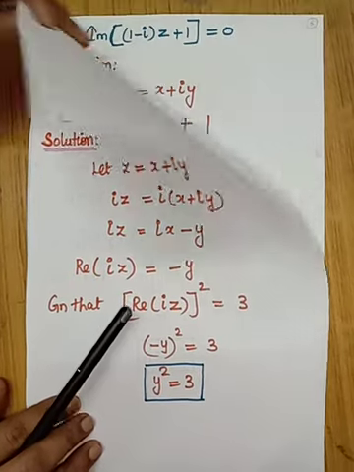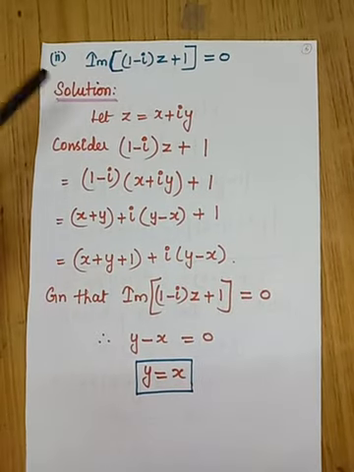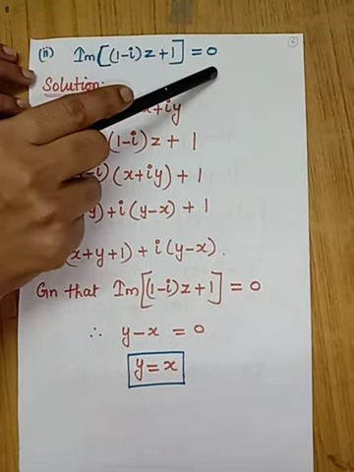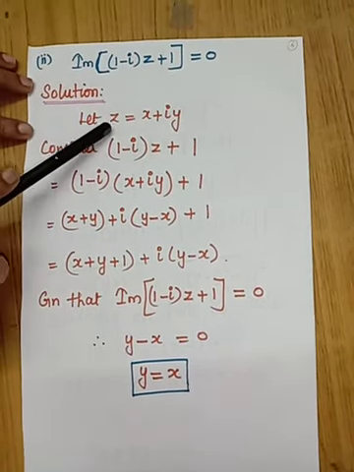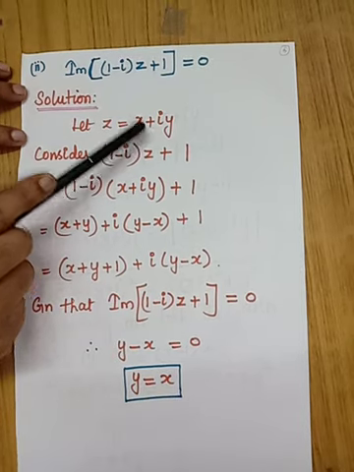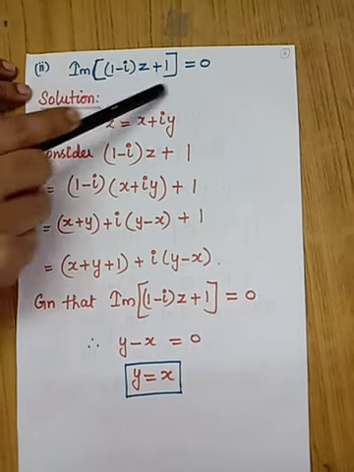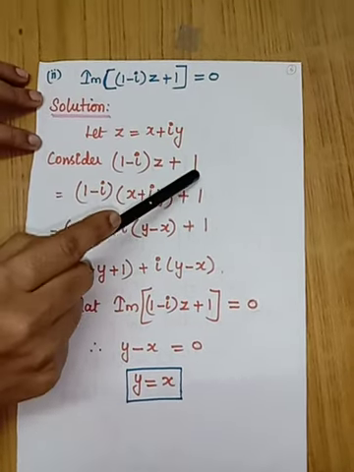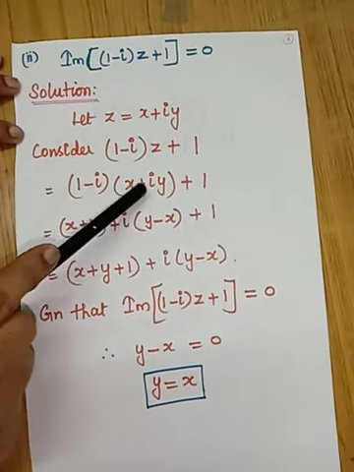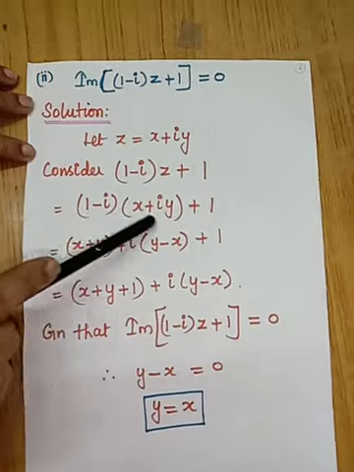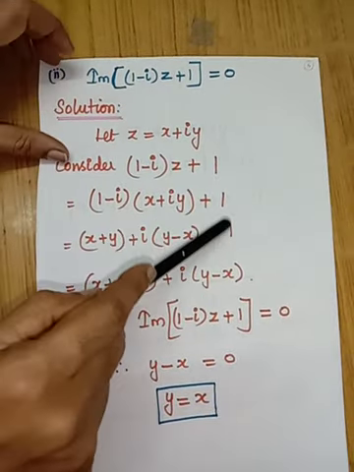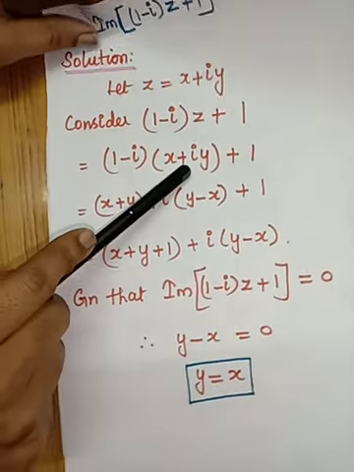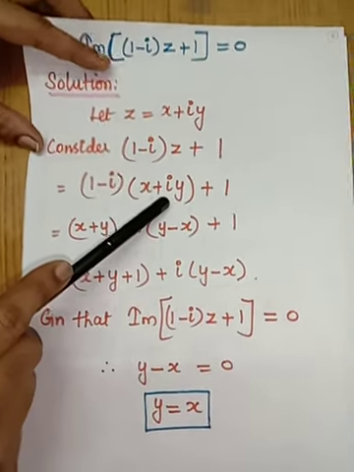Come to the second subdivision. It is the imaginary part of (1 minus i) into (z plus 1) is equal to 0. So first let z is equal to x plus iy. You take this term first. So what is it? (1 minus i) into (z plus 1). Okay, so (1 minus i) into (x plus iy plus 1). In the place of z, I have substituted x plus iy. So what you have to do? You have to multiply these two complex numbers. How to take the product of two complex numbers?